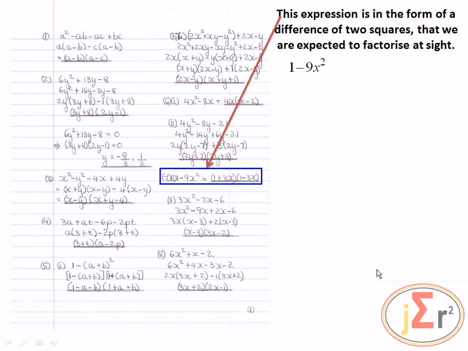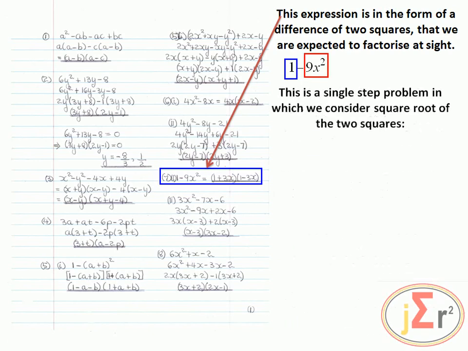And we have, maybe for 100 times, we will have difference of two squares. And we will factorize each one of them as we encounter each one. This expression is in the form of a difference of two squares that we are expected to factorize at sight. Look and factorize. Just write down the factors.